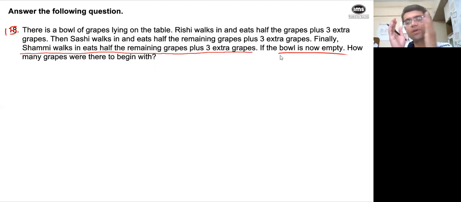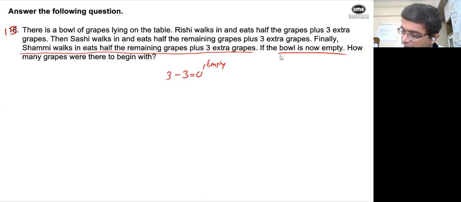So can I say after eating 3 extra grapes, the bowl was empty? No, not 7/2. You can't have 7/2 grapes. He ate half the remaining grapes plus 3 extra grapes. After eating 3 extra grapes, the bowl was empty. So can I say something minus 3 was equal to 0? This is the empty bowl, right? That means 3 minus 3 is equal to 0.